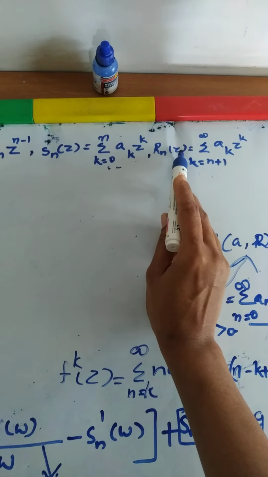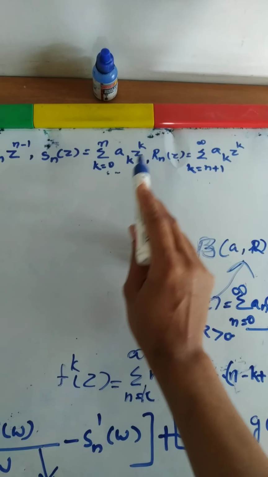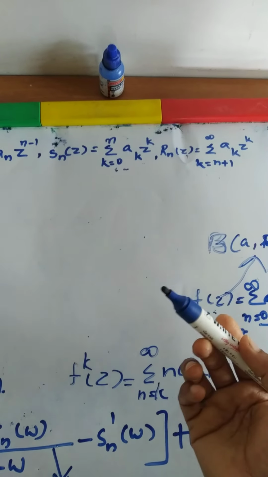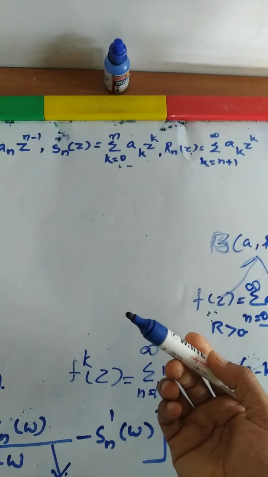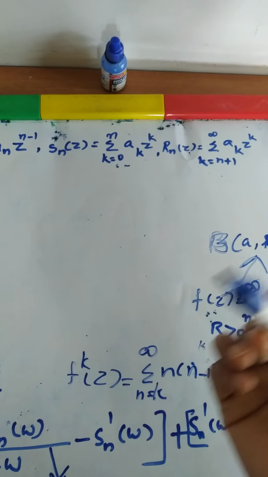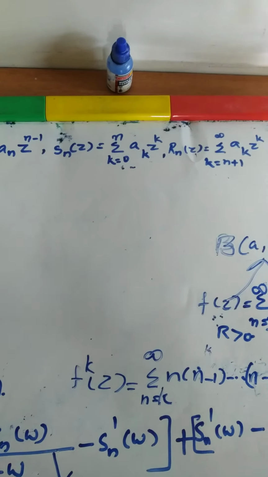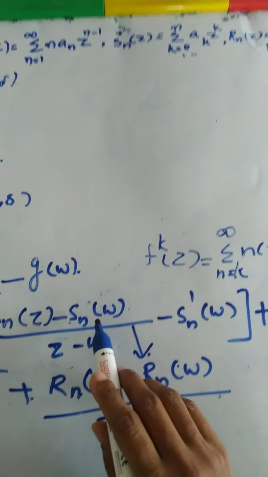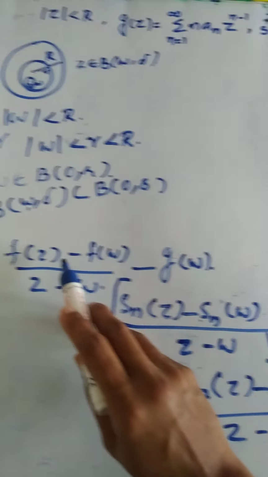Sn of z plus Rn of z is the sum from k equals 0 to infinity of ak z raised to k. What is that series? That is your f of z. So now you try to combine these two terms, and you got f of z.